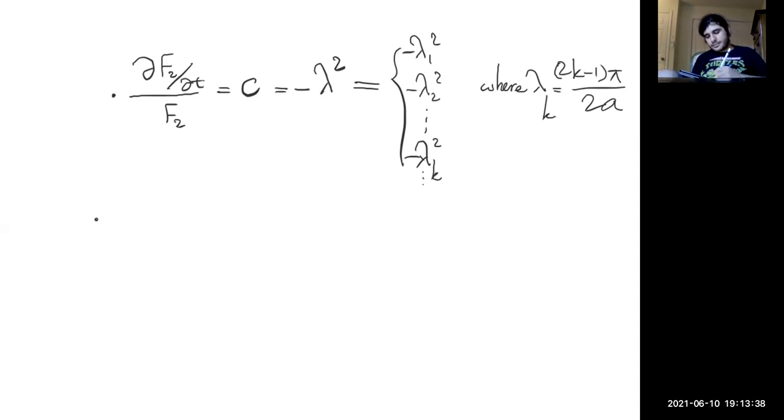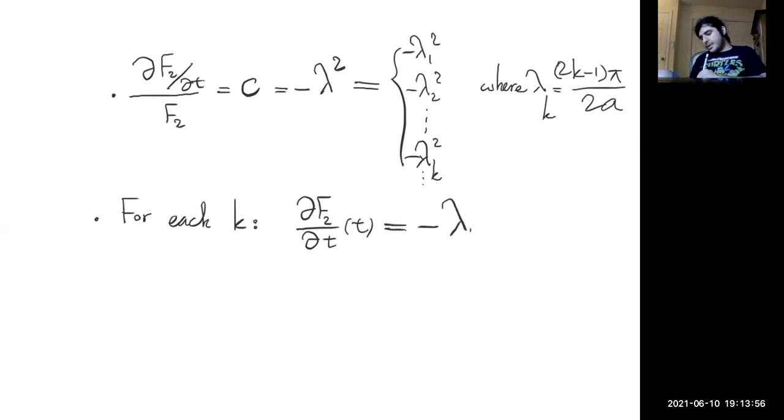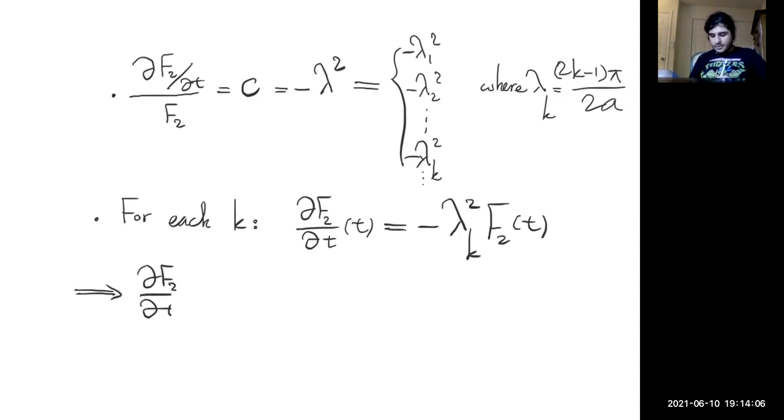So for each k, we can write down this equation. Partial derivative of f2 with respect to t. Actually, it's not a partial derivative because f2 is just a function of t. It is an ODE. It is equal to minus lambda k squared f2 of t for any k. Therefore, the derivative of f2 with respect to t plus lambda k squared f2 of t is equal to 0.